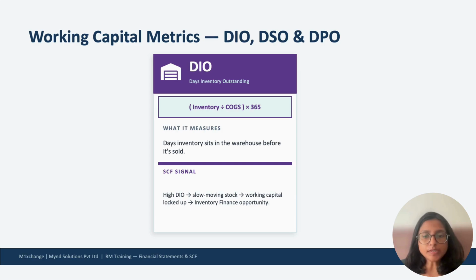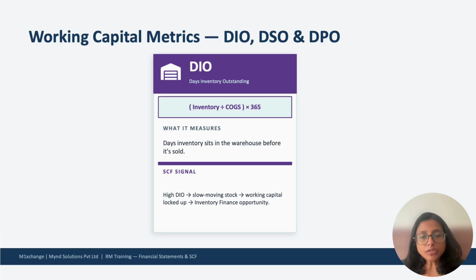So these are the 3 numbers: your DIO, days inventory outstanding, your DSO, which is your days sales outstanding, also known as the days receivables outstanding, and the DPO, which is your days payable outstanding. Okay. So what is DIO? Let's talk about DIO, which is your days inventory outstanding. The formula is inventory divided by COGS, that is your cost of goods sold, into 365.